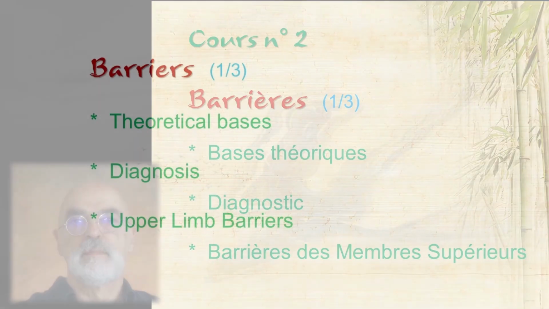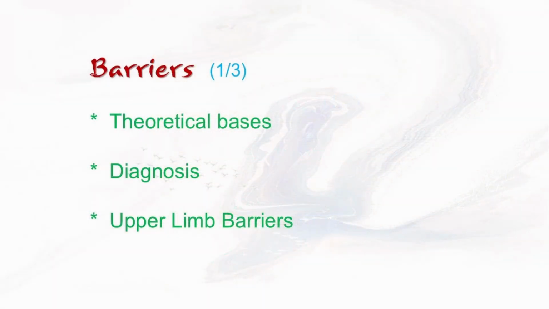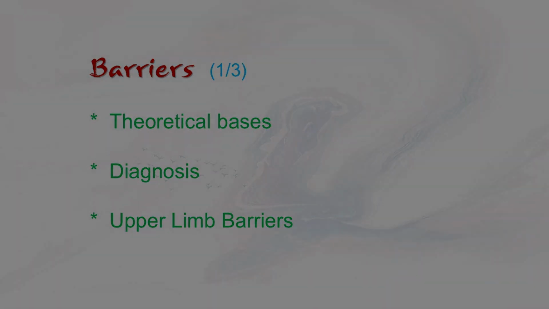We are going to start by looking at one of the most common energetic causes of joint pain. That is to say, the barriers. So, we will start by looking at the theoretical foundations. Next, we will see how to make a diagnosis. And finally, we will study the barriers of the upper limb in detail.